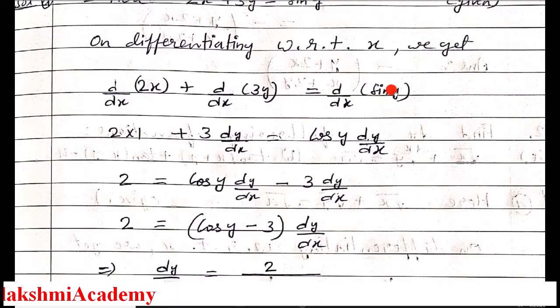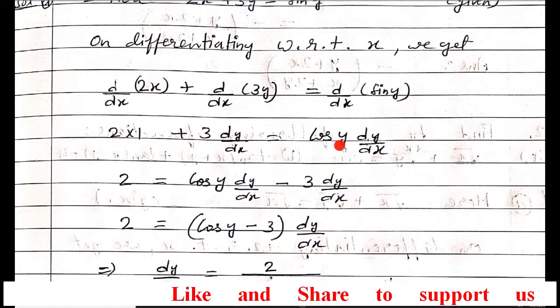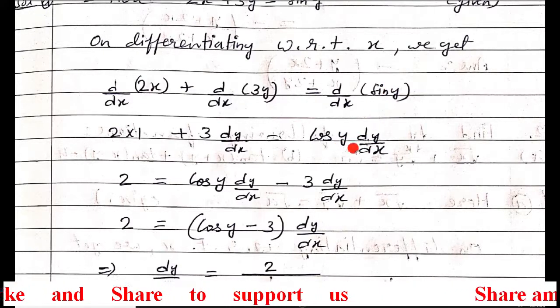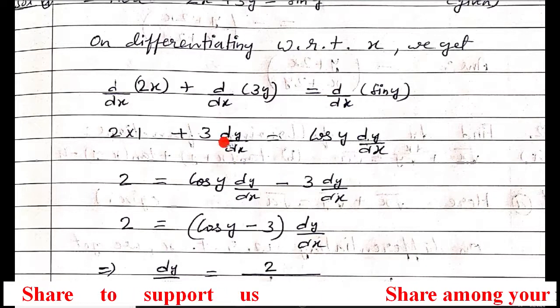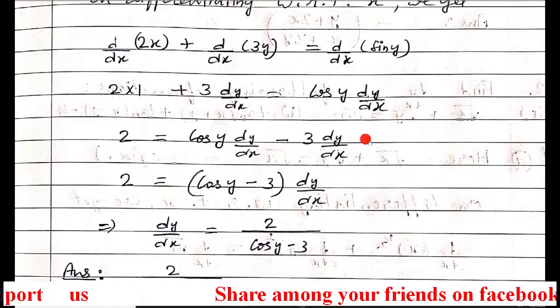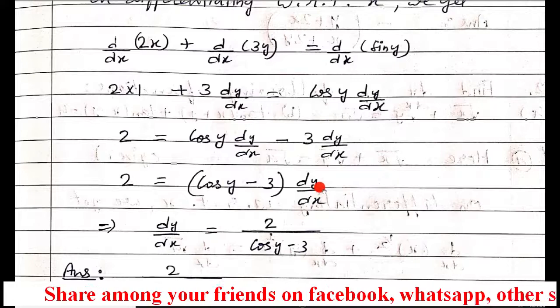Now sin y differentiation is cos y. Then according to the chain rule, we have to differentiate this y also. That's why dy over dx came. So I am repeating here. Sin y differentiation is cos y, and because of the chain rule we have to differentiate this y, but we can't, we need it. So in the next step, I shifted this 3 dy over dx to the right side. I found this. Take the common dy over dx because we want dy over dx.